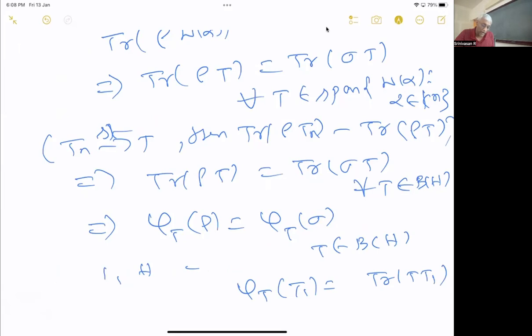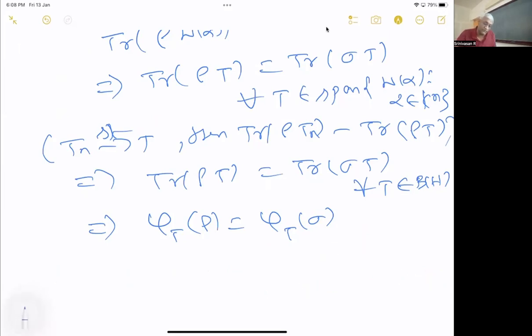Okay. So now this is for all T in B(H). I mean, I just wrote phi T. Phi T is defined as the linear functional. Okay. But they are all the linear functionals. They give all the linear functionals.